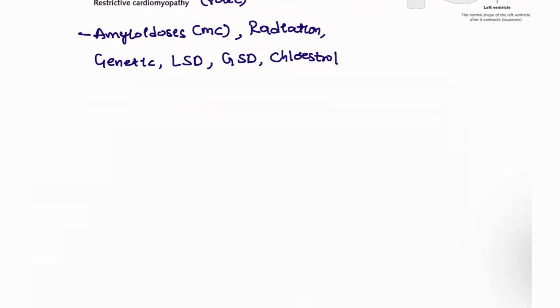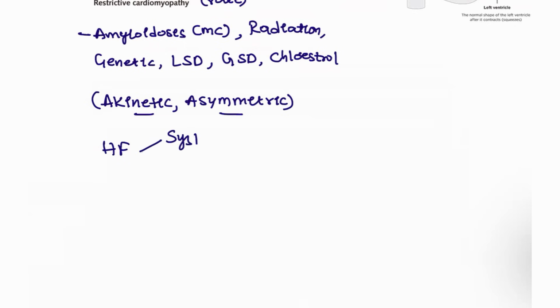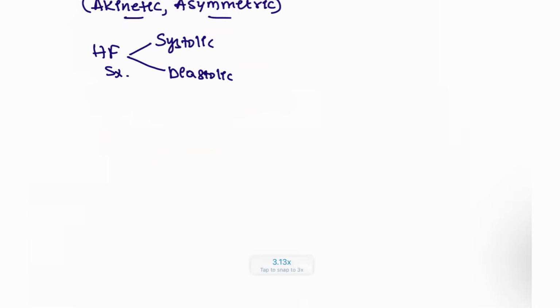And how will these present? The patient will mostly have akinetic movement and asymmetric movement. When both are associated, with no movement or no symmetry because of the restriction, what happens? The patient will have heart failure symptoms from the systolic side, and at the same time they also present with diastolic symptoms. So both symptoms will be seen in patients with restrictive cardiomyopathy.